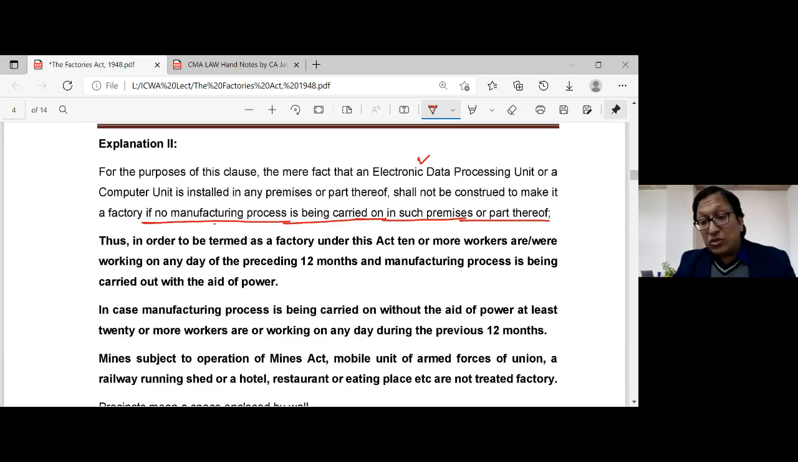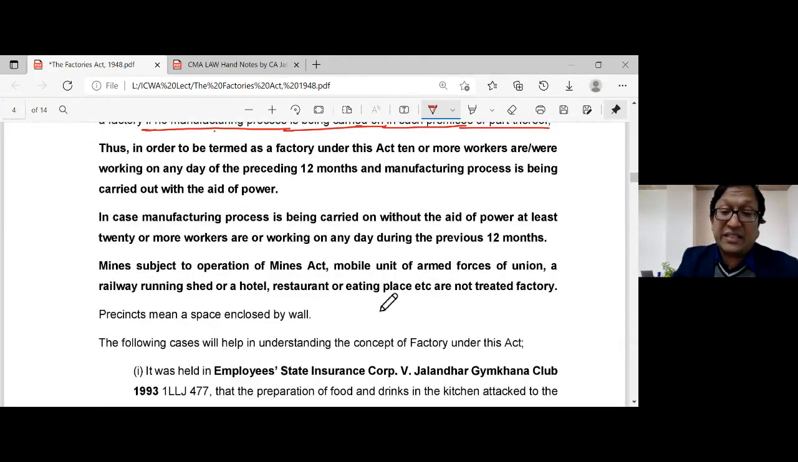So the most important definition of the Factories Act 1948 is factory, so we are covering it again. In order to be termed as a factory, what is required? 10 or more workers are or were working on any day of the preceding 12 months, and a manufacturing process is being carried out with the aid of power.